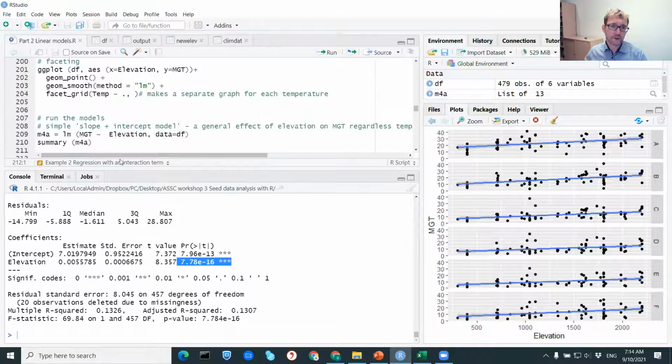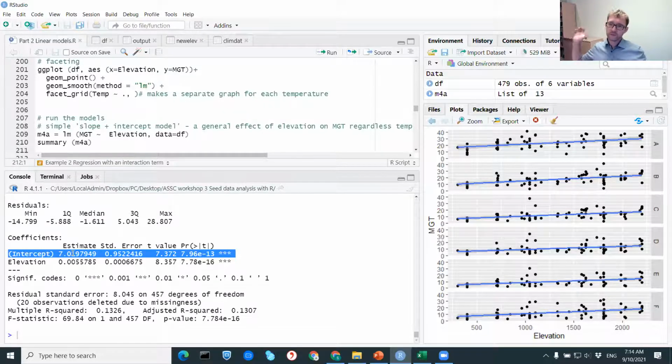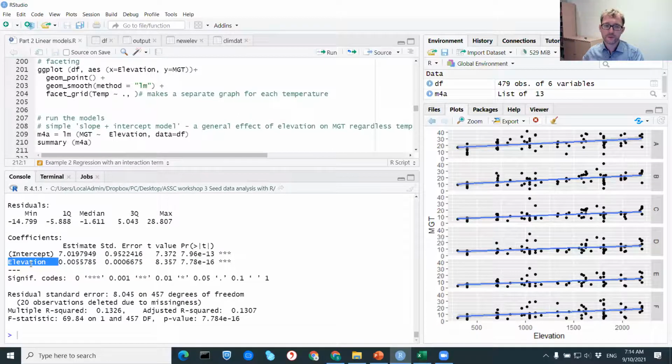So this is what we call a slope and intercept model. The model calculates an intercept, the point at which the regression line crosses the y-axis, and it estimates the nature and strength of this relationship. In this particular case, I'm not really interested in the intercept, right? I don't really care at what speed seed germinates when elevation is 0. But for me, what is important here is whether this parameter has an effect on seed germination and what are the quantitative characteristics of this relationship.